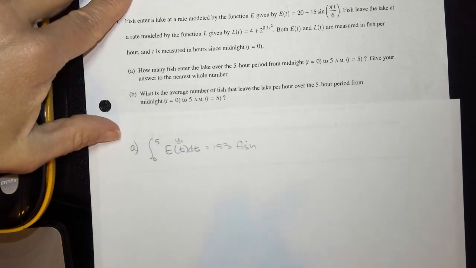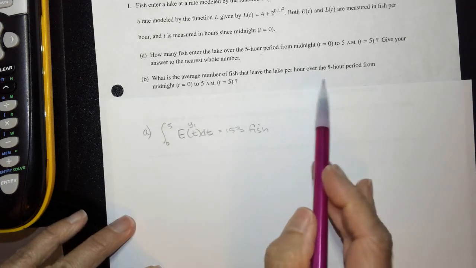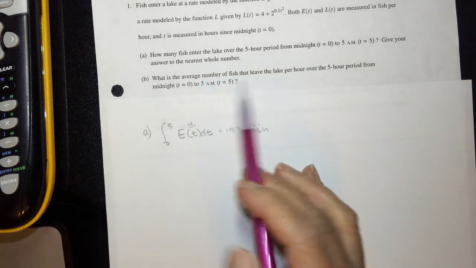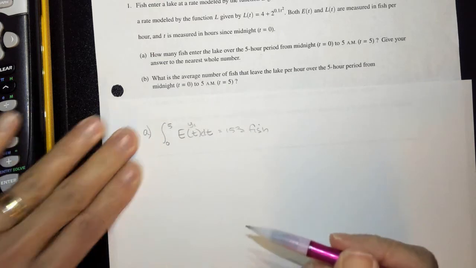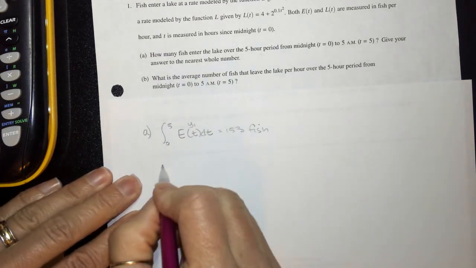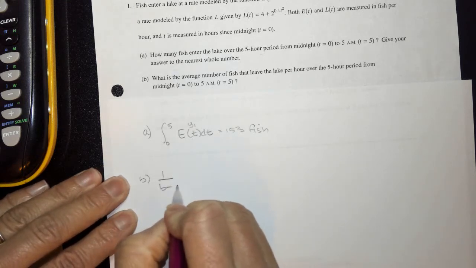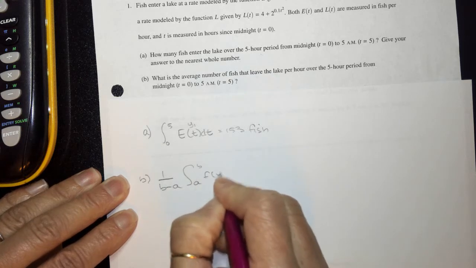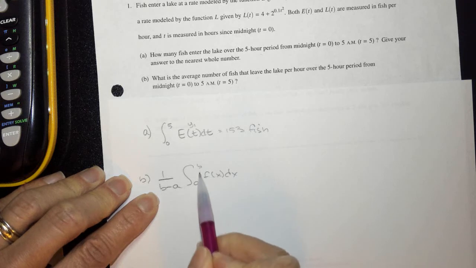So let's take a look at B. What is the average number of fish that leave the lake per hour over the 5-hour period from midnight to 5? Okay, so first of all, average value is not something that you'll be tested on because it came from Unit 6, but it's still good practice. So remember, for average value, it's 1 over b minus a times the integral from a to b of f of x dx. And this is just in general. So this is your lower bound, this is your upper bound.